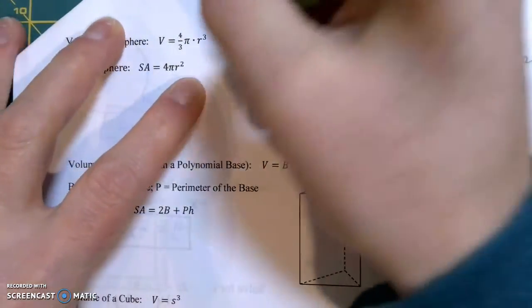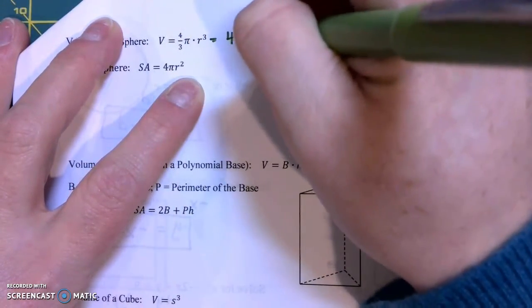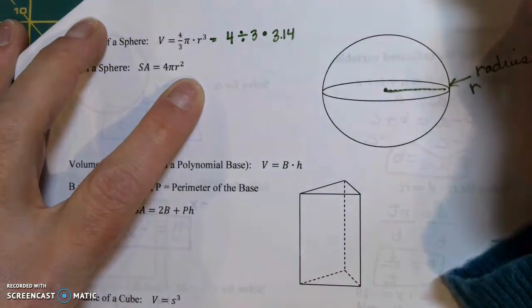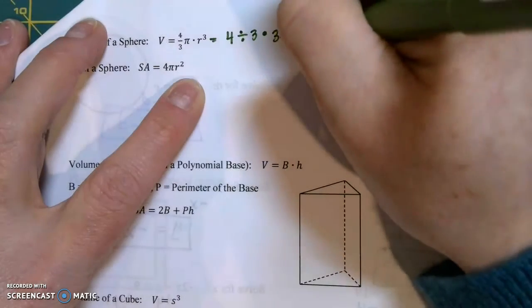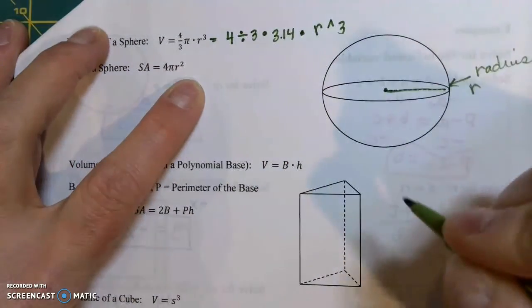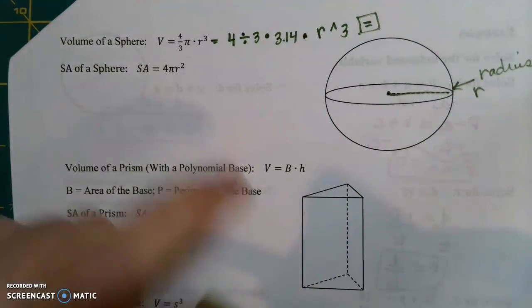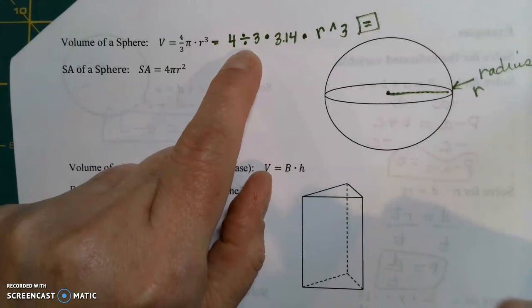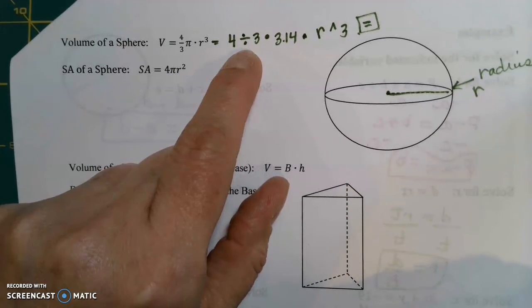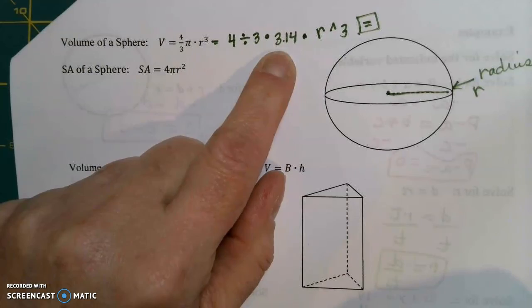To put this in a calculator, it may be easiest to do 4 divided by 3 times the 3.14, which ALEKS usually has us use for pi, so we all round to the same place. And then your radius to the third power. And then hit equals. And then that should give you the answer we're looking for. If you do any rounding of this 4 divided by 3, because it's not a terminating decimal, if you cut that off early, it will throw your answer off. So just practice putting it in as 4 divided by 3 in your calculator.